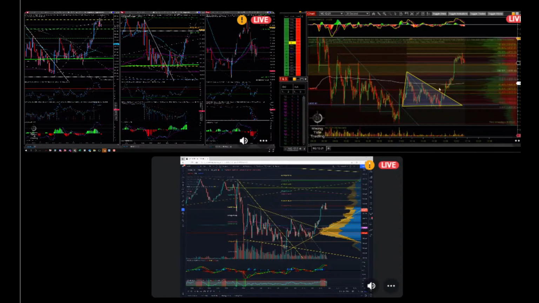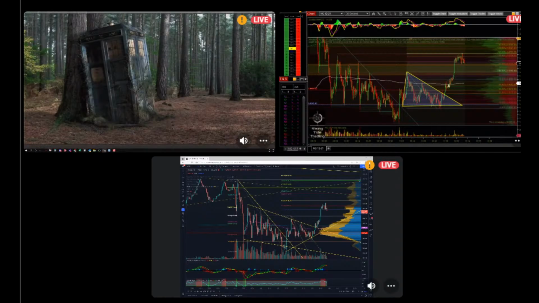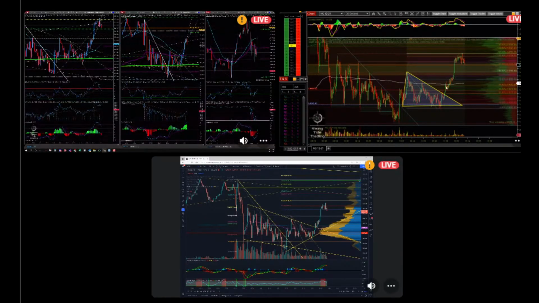I did not feel comfortable because we are in POC and the VWAP. I was not comfortable taking the trade, but it was a nice trade. Just reverse of 150.